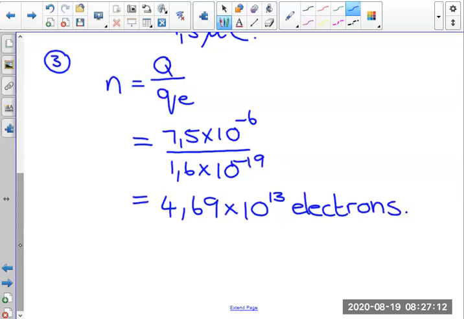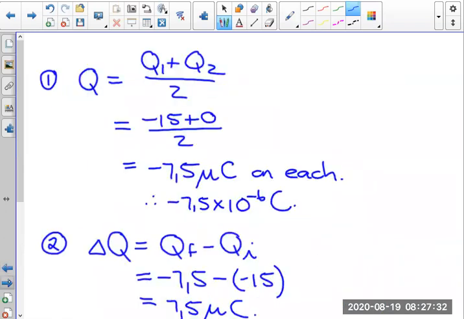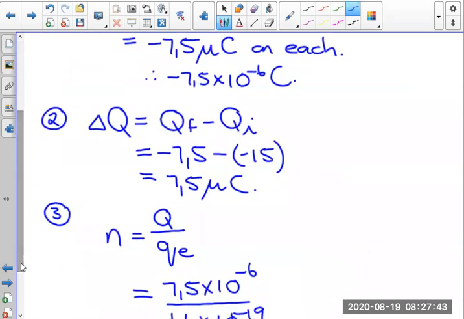So that's what I meant at the beginning of the lesson. The question was just to calculate the number of electrons that will be transferred to the neutral sphere after they are separated. This is the question. They want the electrons. It only counts 3 marks, but you have to do all 3 steps every time. Okay, so you have to add the 2. You have to work out the change in charge. And then after that, you work out the amount of electrons transferred. You show everything every time when you do this.